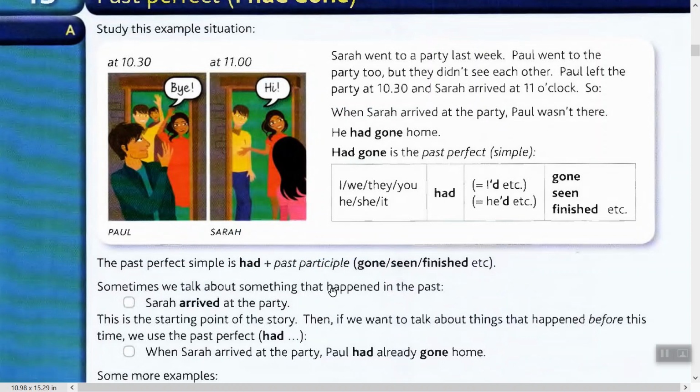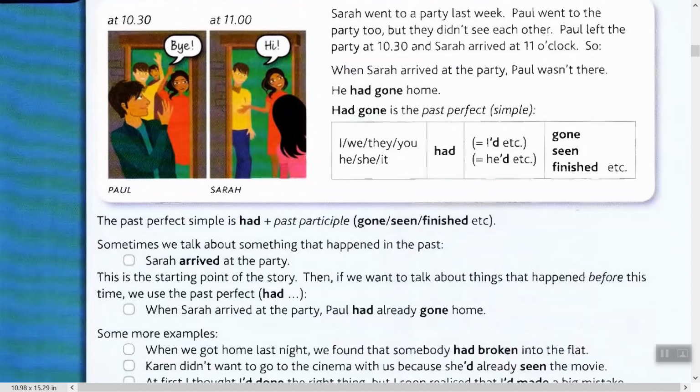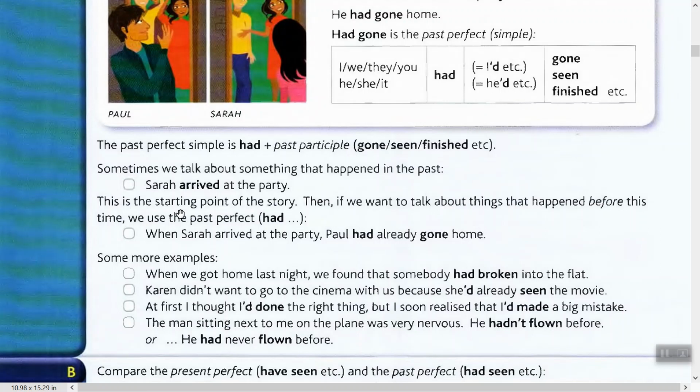Sometimes we talk about something that happened in the past. This is another explanation. Sarah, for example, arrived at the party. This is the starting point of the story. Then if we want to talk about things that happened before this time, this is the use. This is the use. Is it clear now? It's clear. If we want to talk about things that happened before the arrival, before Sarah's arrival.